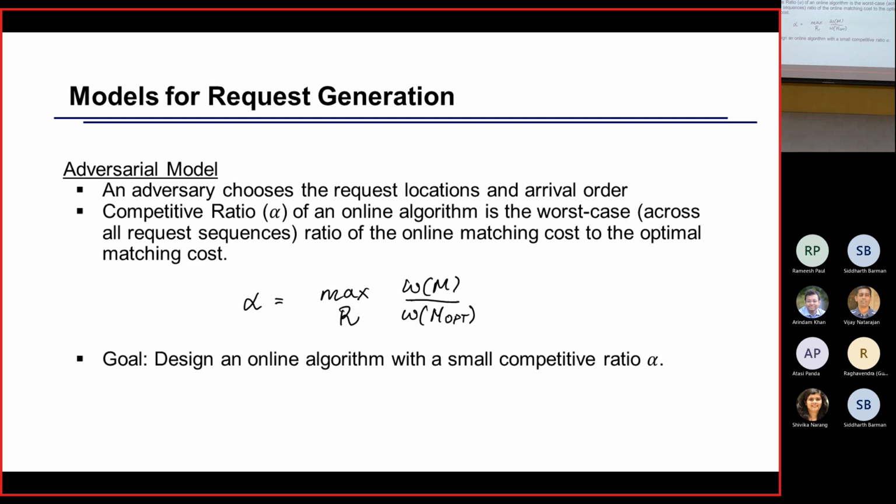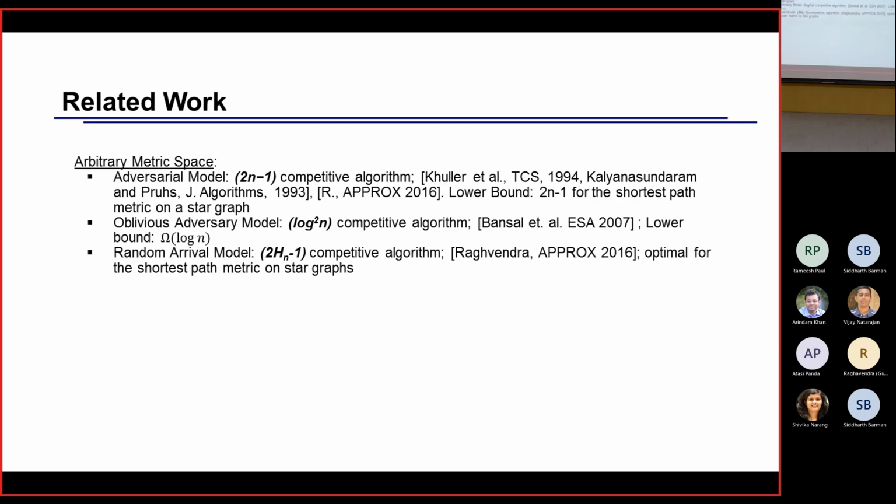This problem was originally studied in the 90s. There was a paper by Kalyanasundaram and Pruhs and one by Khuller et al., which appeared around the same time. Both of them showed that there is an algorithm that is 2n minus 1 competitive. Recollect that n is the number of servers. They also showed there is a star metric for which you cannot hope to achieve better than 2n minus 1.